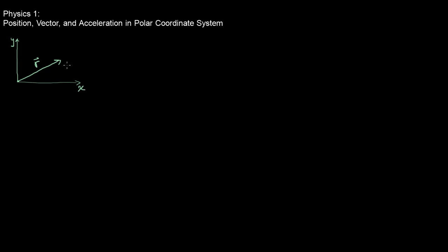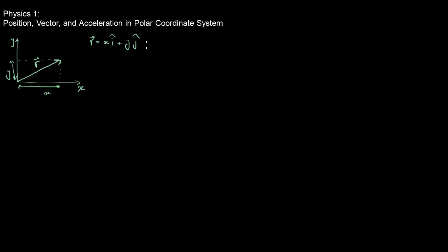From previous videos, remember that we had a position vector r equal to its x component i hat plus y component j hat. So if I had this projection from here to here was x, and then this projection from here to here was y. So y was here, x was here.